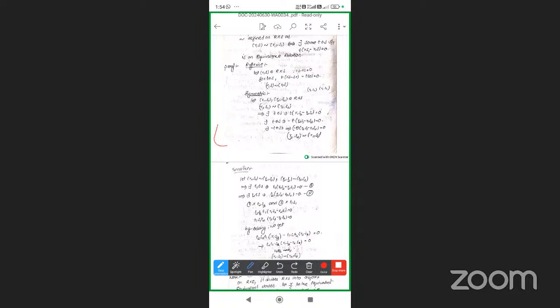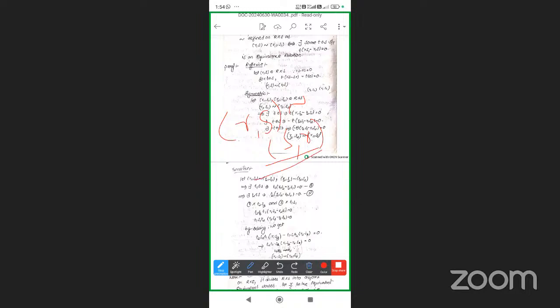So (r, s) belonging to R Cartesian product S, rs minus sr equals 0 for t belonging to S. So t(rs minus sr) equals 0. So (r, s) is equivalent to (r, s). So this is reflexive.